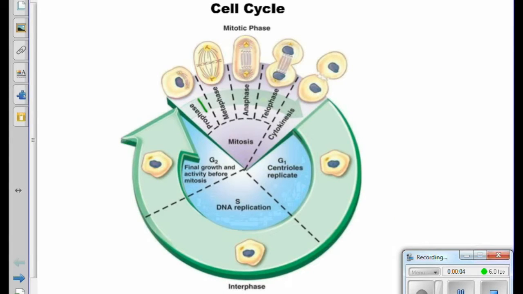The cell cycle consists of three parts: interphase, mitosis, and cytokinesis. In the first part of interphase, in G1, the cell goes through some growth and does protein synthesis. In the S phase, the DNA replicates, so it changes from a single chromosome into an X, or a replicated chromosome. In G2, the cell grows some more and gets ready to divide in mitosis.